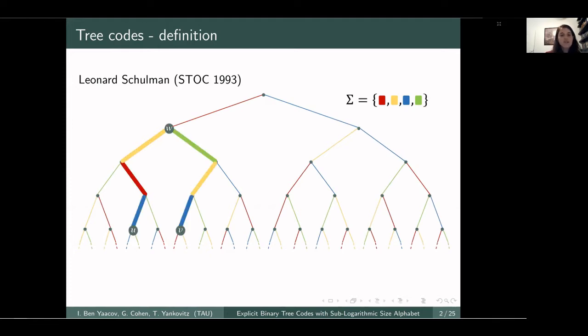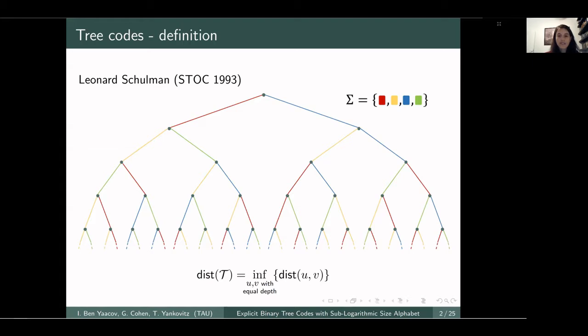For example, considering the highlighted pair of vertices U and V, their least common ancestor is W, and the bolded edges are the examined paths. We can see that the colors along these paths differ in 2 out of 3 edges. Hence, the distance between U and V is 2/3. We define the distance of the entire tree to be the infimum of the distance over all such pairs of vertices.